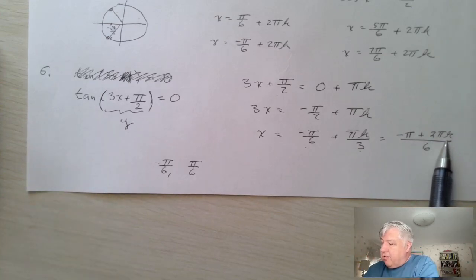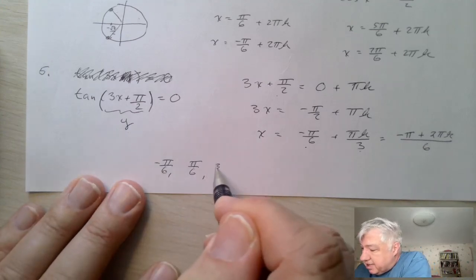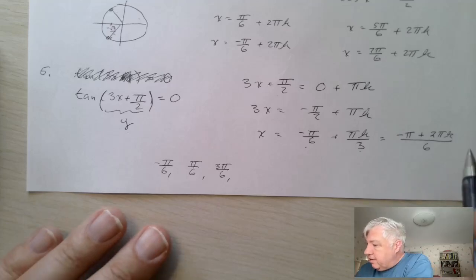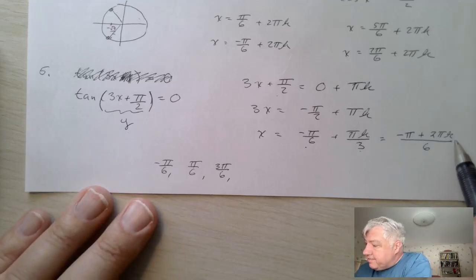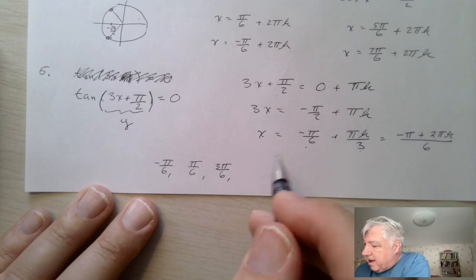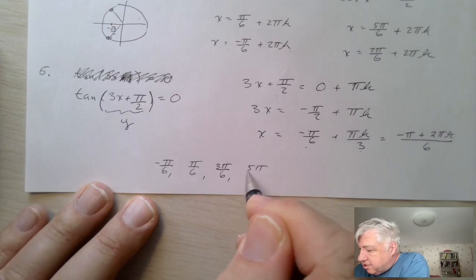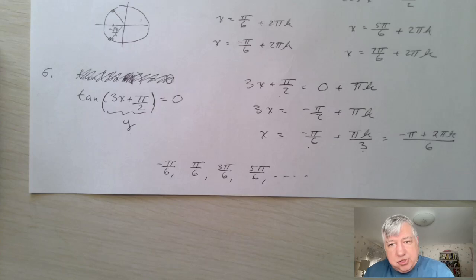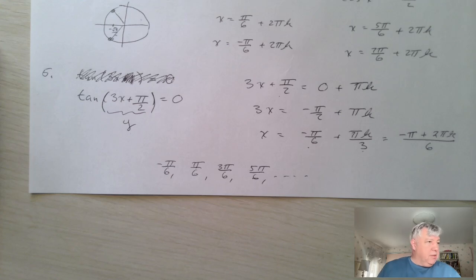So when k equals 1, this is pi over 6. When k equals 2, this is 3 pi over 6, which of course is the same thing as pi over 2. When k equals 3, this would be 5 pi over 6, and so on. I think you can see the pattern here. Okay. So you can generate solutions that way. All right. So let's move on, since we're on a roll here.